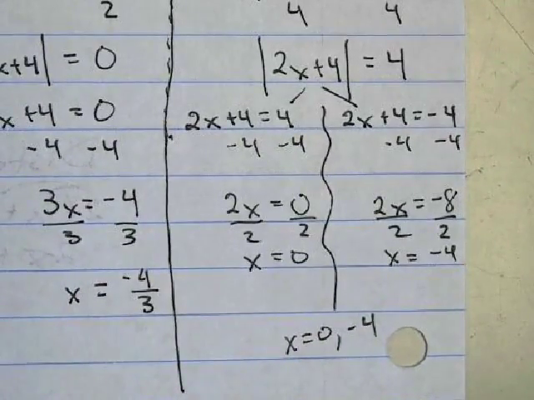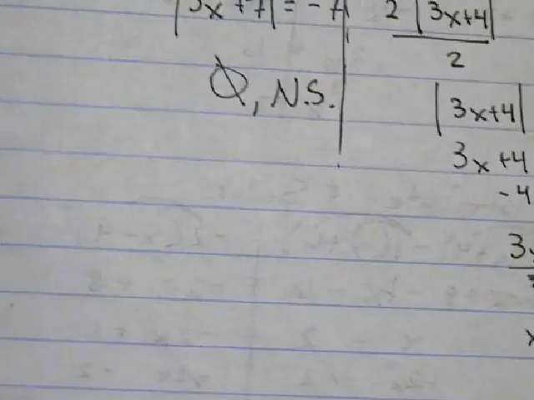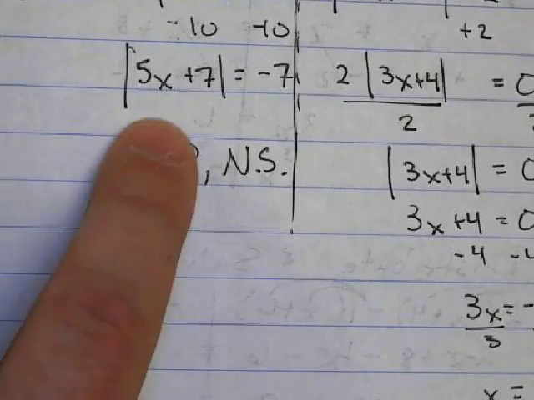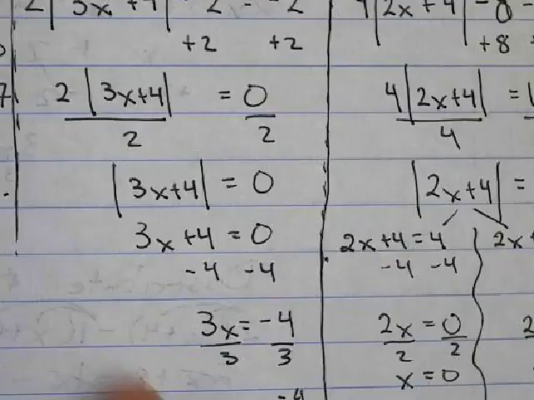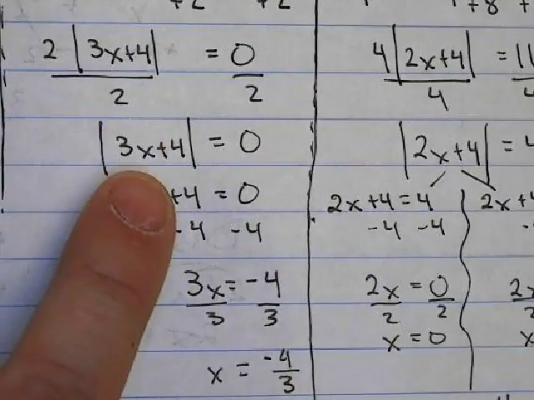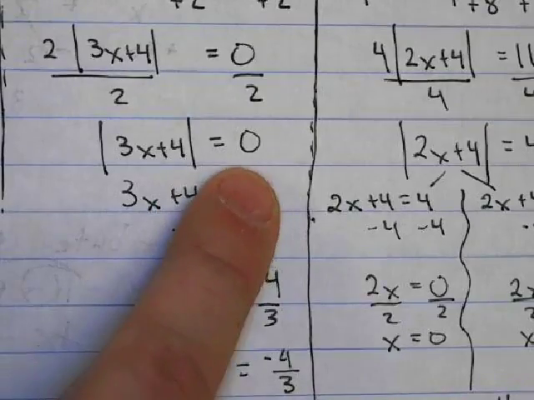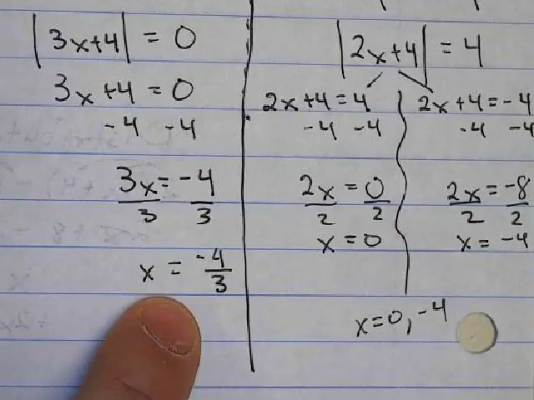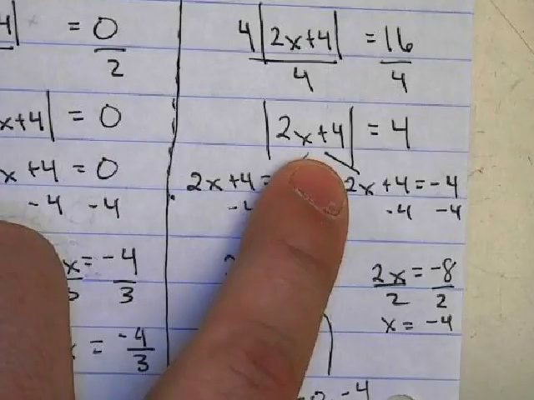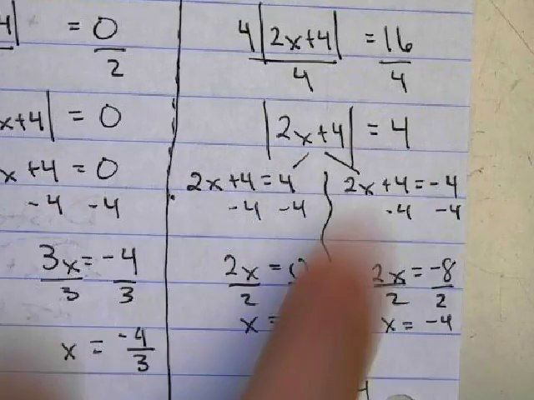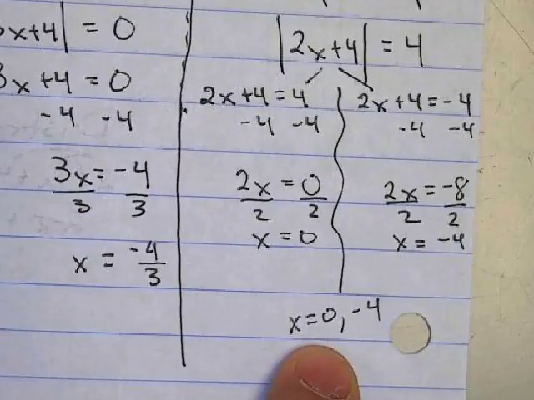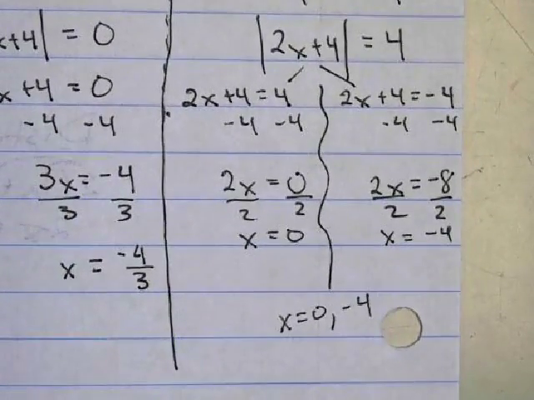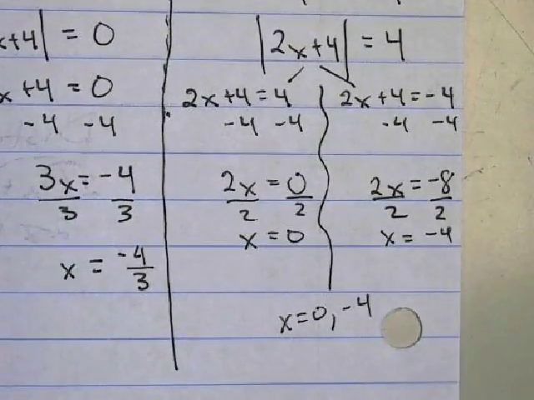So we have our three cases. First, when our absolute value, once isolated, equals a negative, we have no solution. Our second case is when our absolute value, once isolated, equals 0, we get one solution. And our third case is when our absolute value is equal to a positive number, we will get two solutions. And that is how we solve absolute value equations.